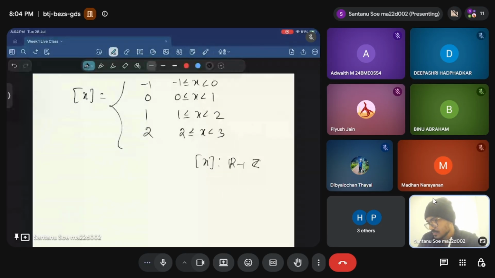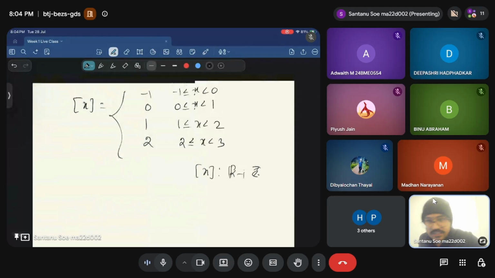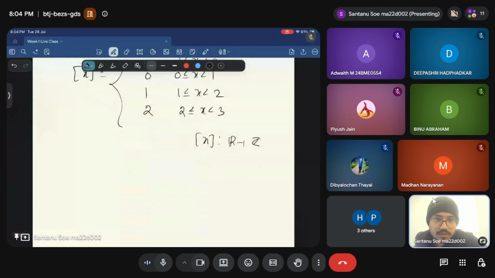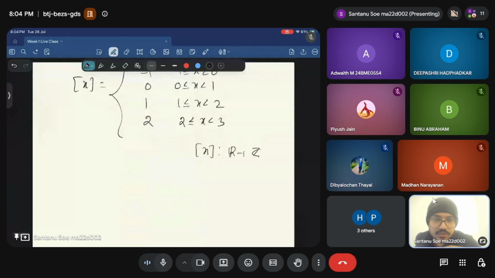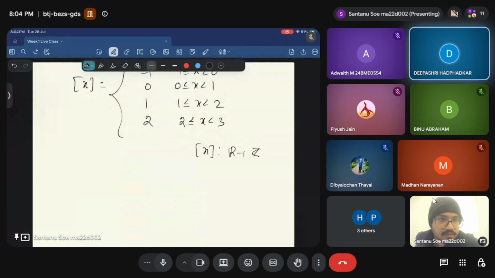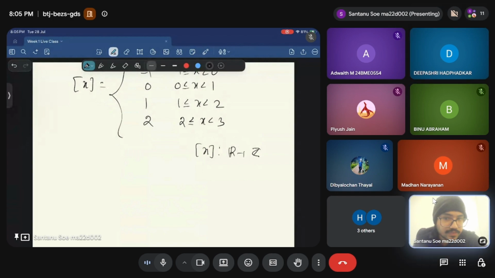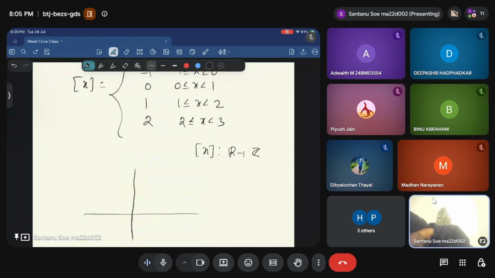So does anyone know what the graph of this function is? This is the famous graph. Yes, it will be a step function, right? So it will look like a staircase. I'm going to draw this graph right now. So let's say this is 0, this is 1, 2, 3. So this is -1, this is -2.